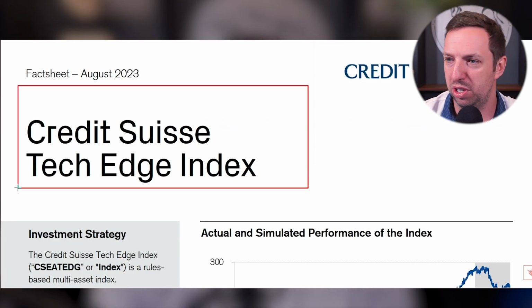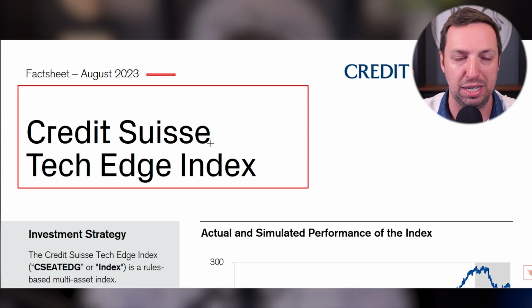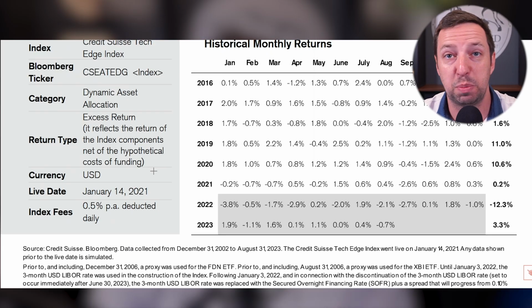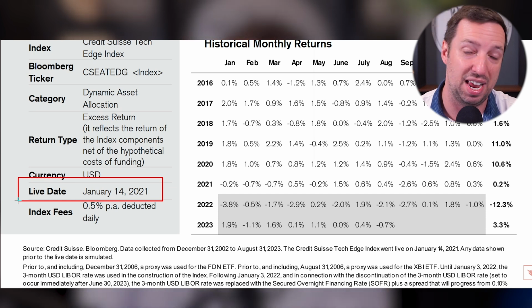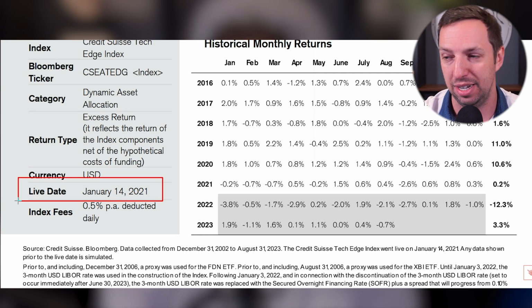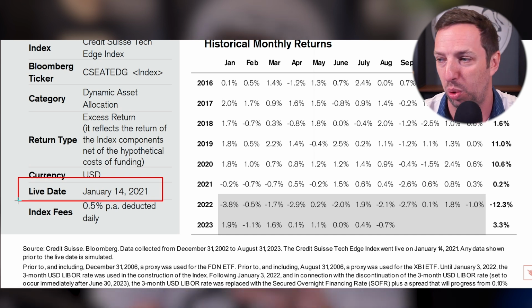Here is the Credit Suisse Tech Edge fact sheet as of August 2023. Now, they don't update these every week, so you kind of get what you get as it relates to the fact sheets. This particular index was live on January 14th of 2021. Does it have a 10-year track record? No. Did they quote us a 10-year track record? Yes, they did, but it doesn't have one. It has a 2-year track record, almost a 3-year track record, because we're recording this in December of 23.